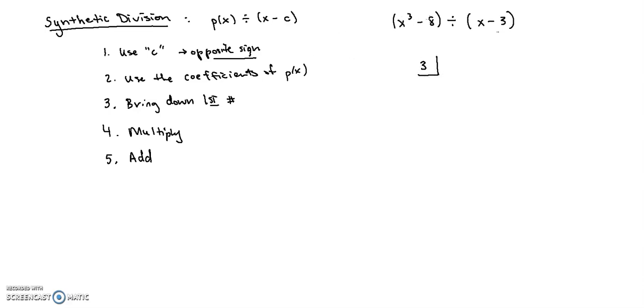And then I'm going to use all the coefficients of p of x. Remember, we have to put in zeros for what's missing. So I've got 1x cubed, no x squared, no x, and then negative 8. This is my x cubed, this is my x squared, this is my x, and this is my number. Again, any numbers that are missing, you have to fill in with zeros. Now let's follow the process. We bring down the first number.